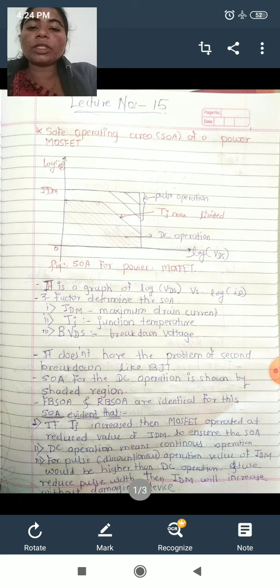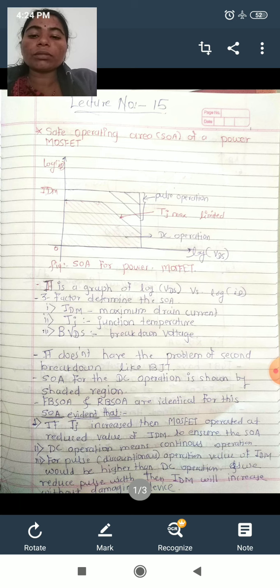Now, here a shaded portion is given, and the last line of this shaded portion, that is the Tj max, is limited, and this is the safe operating area of the DC operation. Now, it doesn't have the problem of second breakdown which occurs in the BJT. In a BJT there are two breakdowns, the primary breakdown and the secondary breakdown. In the power MOSFET, the secondary breakdown does not happen, only the primary breakdown is there.